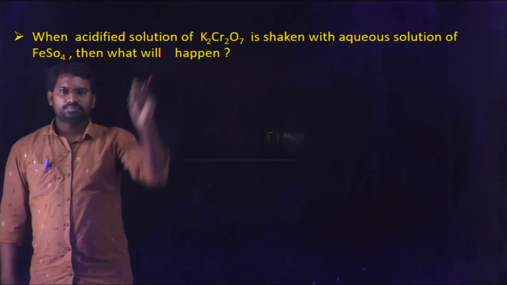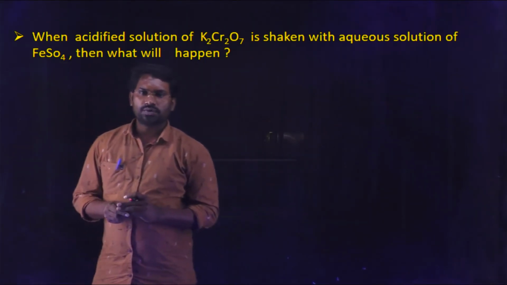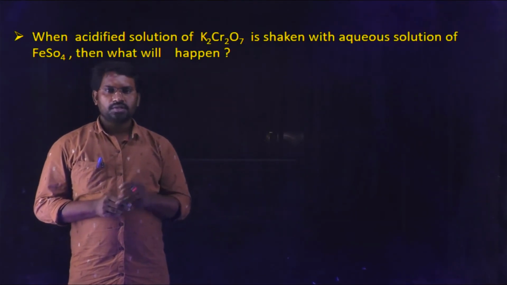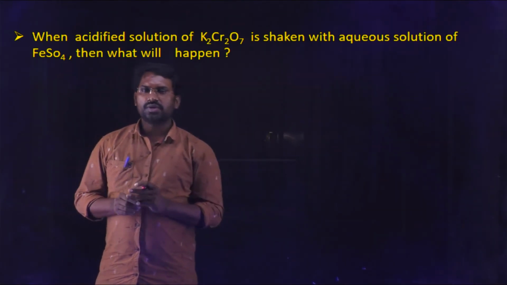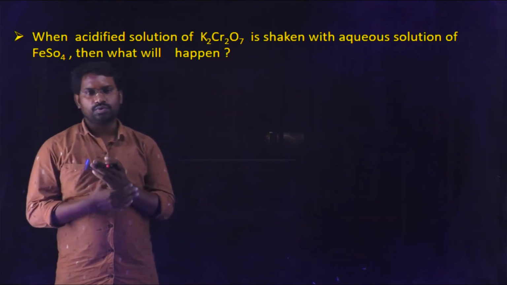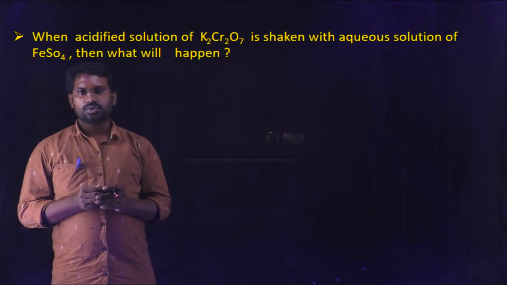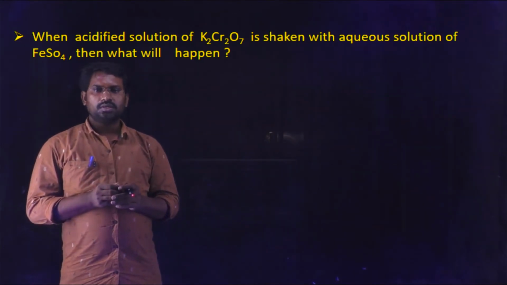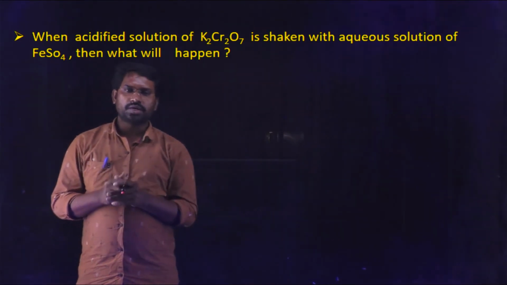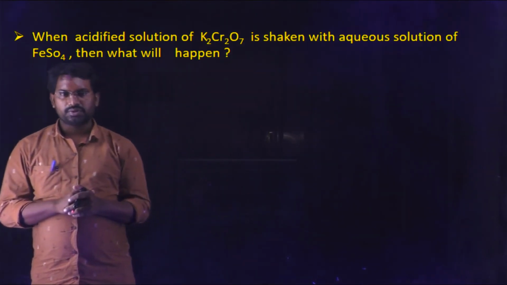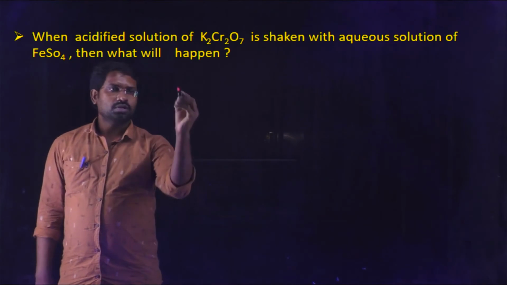Next question. When an acidified solution of K2Cr2O7, potassium dichromate, is shaken with an aqueous solution of FeSO4, ferrous sulfate, then what will happen? So what is the question asked? The acidified solution of potassium dichromate is shaken with aqueous solution of ferrous sulfate. So write the equation for that one.